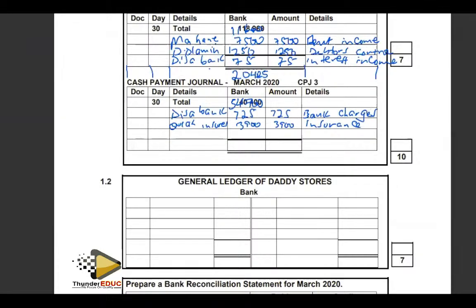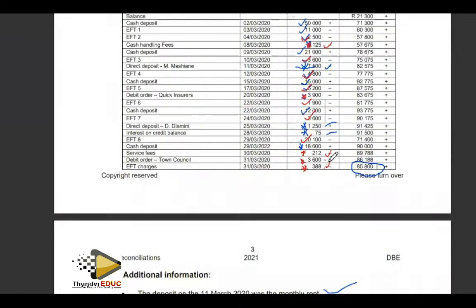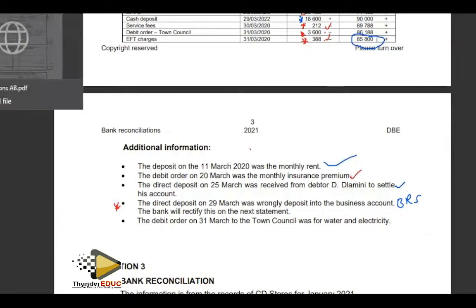Then another amount we have is this one, 3.6. We have to look for it. It is town council. So let's go and check what they're talking about. Remember I said that whatever you finish, you tick it off. You say, okay, I'm done with this, so that you don't get confused. So the debit order, this one we haven't done, the direct deposit. The debit order on 31st March to the town council was for water and electricity. So I'm going to come here and say water and electricity.